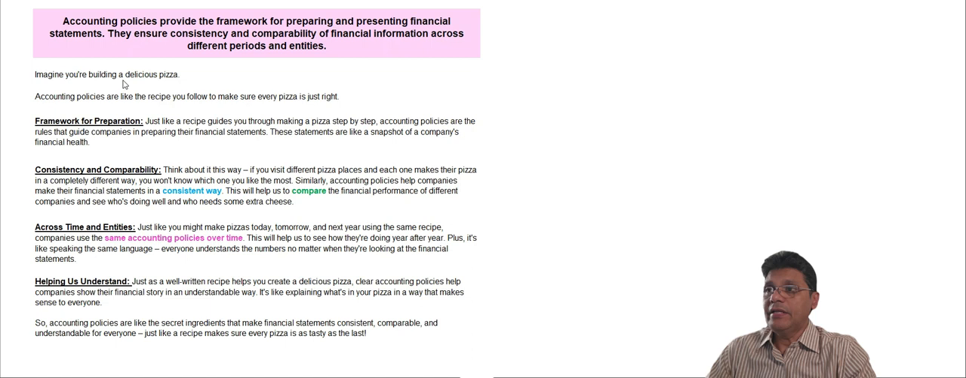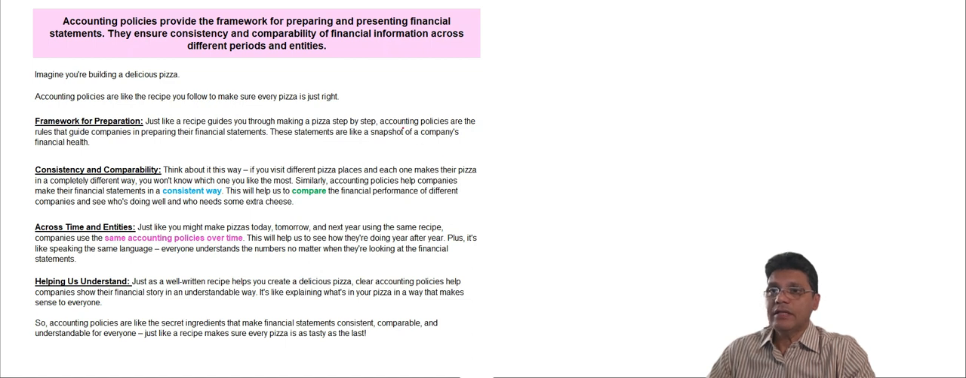So imagine you're building a delicious pizza. This is the practical scenario I'm going to talk to you about. Accounting policies are like the recipe you follow to make sure every pizza is just right. So when you make a pizza, there is a recipe. If you take the accounting policies, that will be the recipe for the company. That will provide the guidance for the company. When you look at the framework for preparation, just like a recipe guides you through making a pizza step by step, accounting policies are the rules that guide companies in preparing their financial statements.